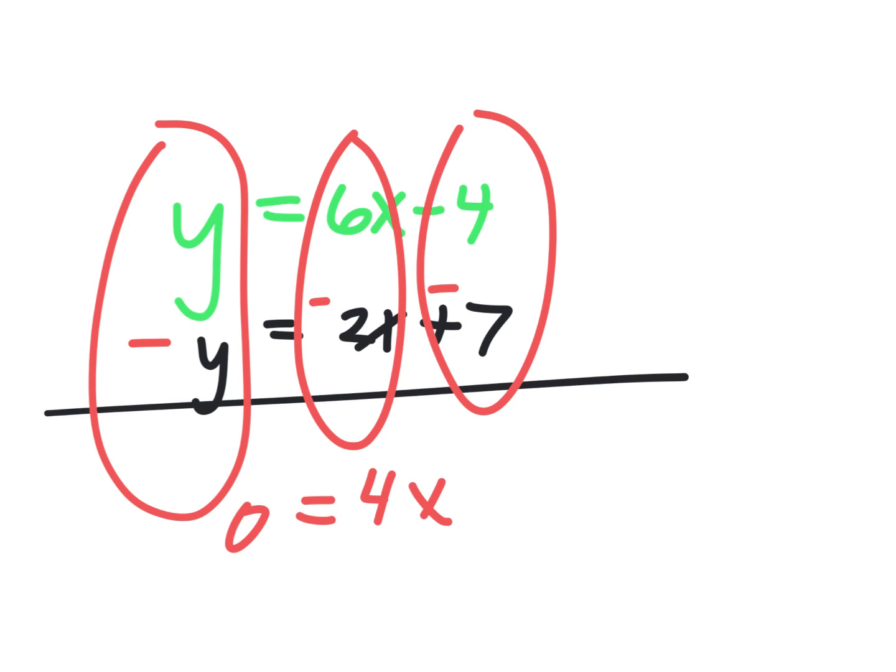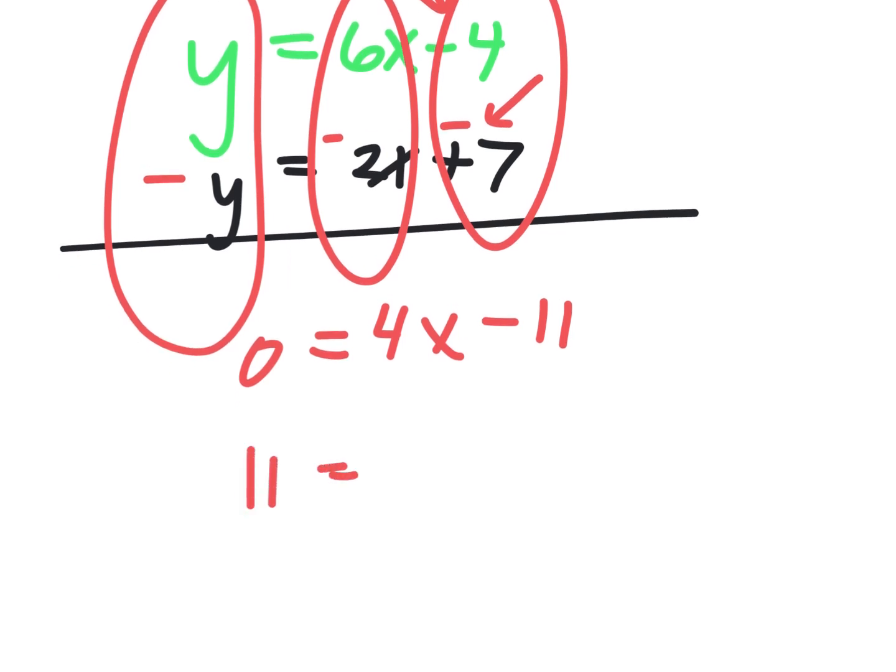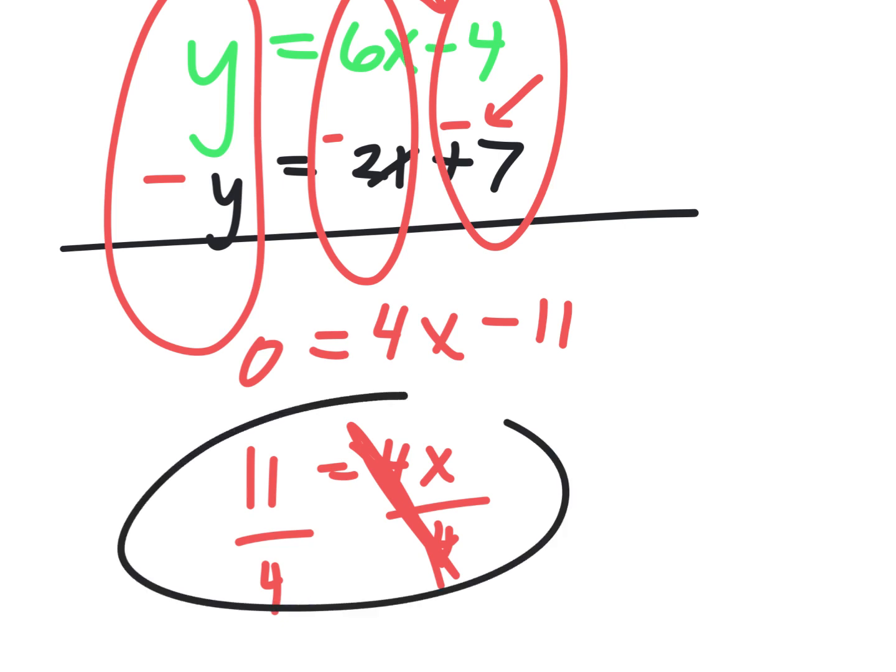I hate to say it, but I can't tell anymore. That was a minus 4, wasn't it? Yeah. Okay, minus 4 and minus 7 makes minus 11. Add 11 to both sides. Divide by 4. 11 fourths.